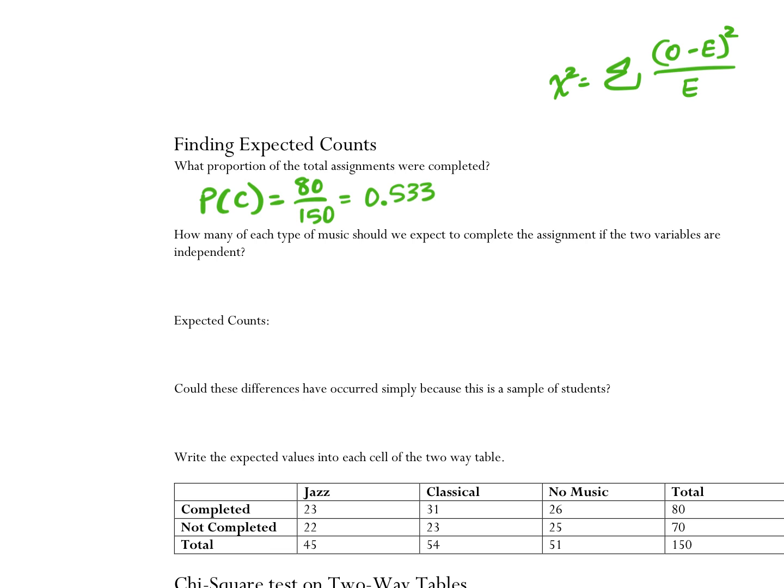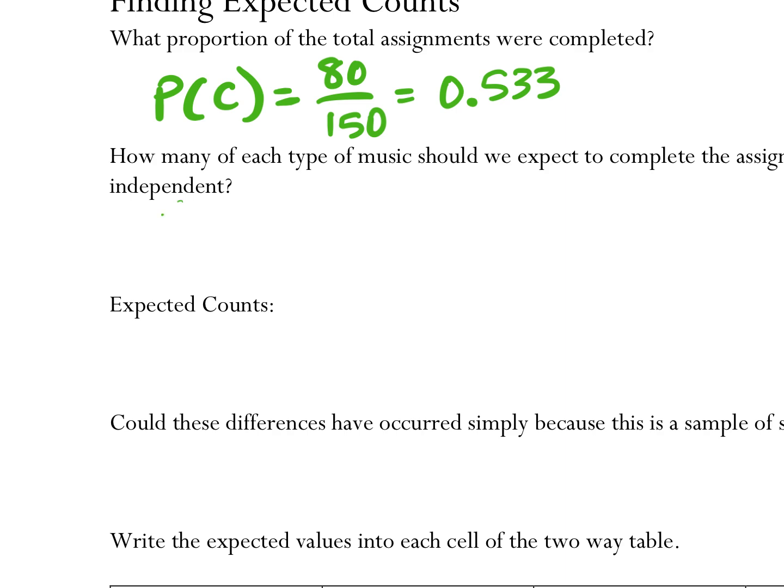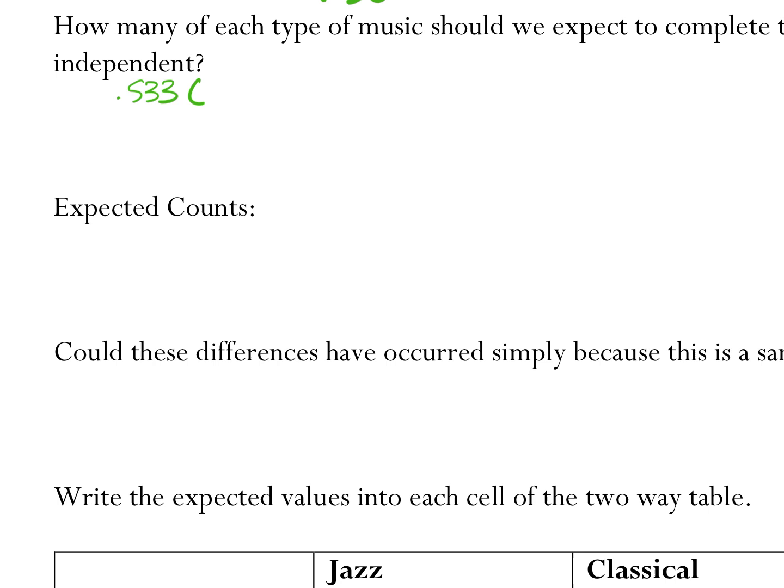Is everybody good? So if I wanted to find what I would expect if the two events are independent, what would I expect the completions for the jazz group to be? I would take that 0.533 times the number of kids who listen to jazz music. 24. Is it exactly 24? Yeah, if you use the exact value.